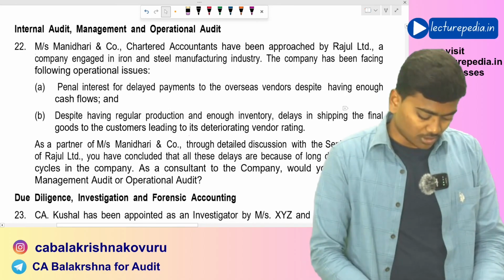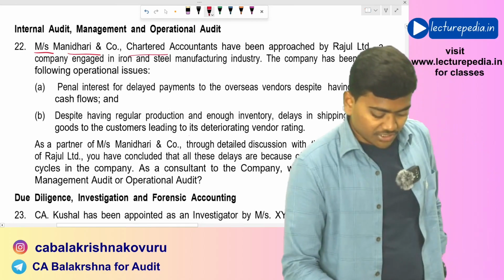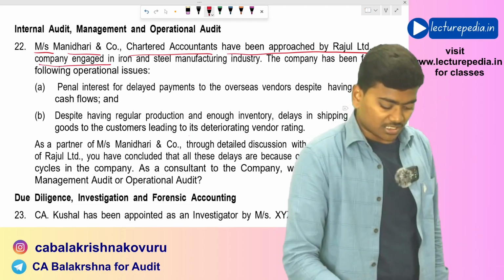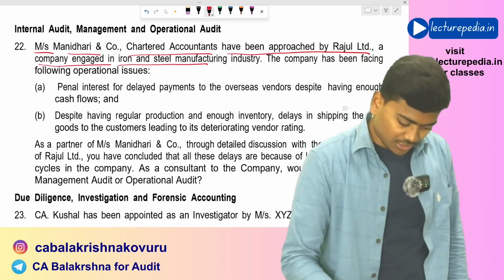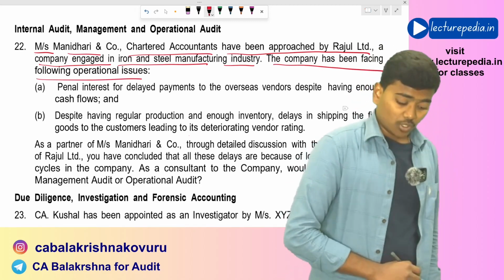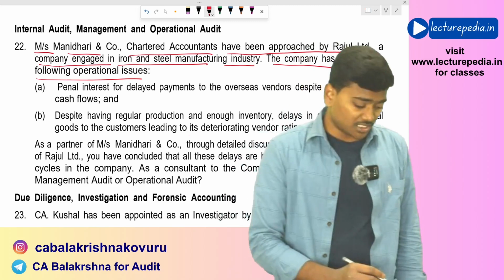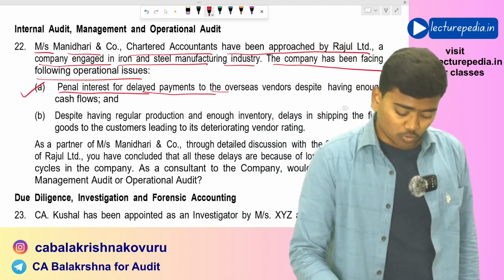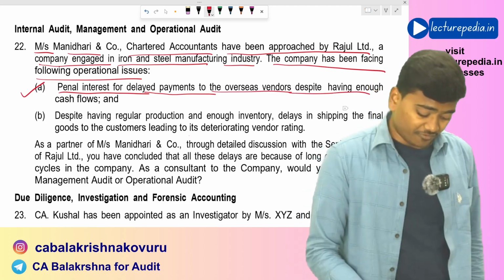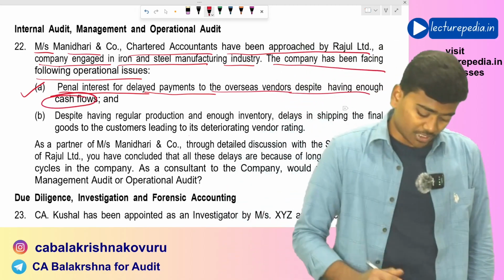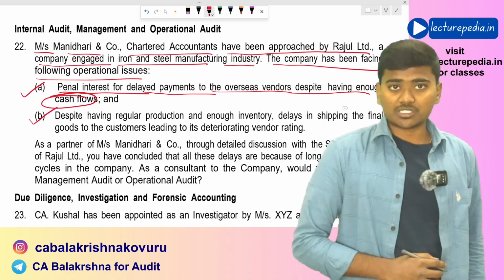Next, question number 22. Messrs. Manidhari and company chartered accountants have been approached by Rajul Limited, a company engaged in iron and steel manufacturing industry. The company has been facing the following operational issues. Okay, what are the operational issues that the company is facing? First one, penal interest for delayed payments to overseas vendors despite having enough cash flows. Even though they are having enough cash flows, they are paying penal interest for delay payment to the vendors. That is the first operational issue.